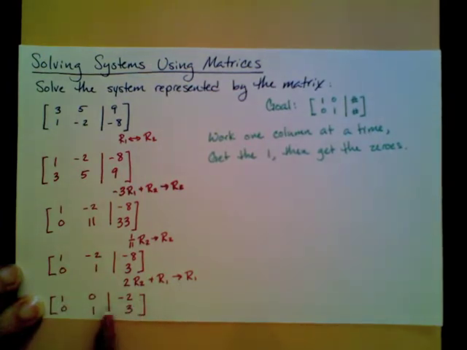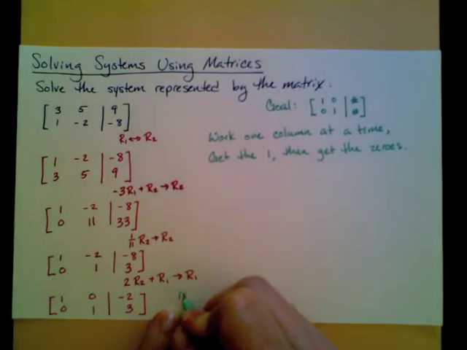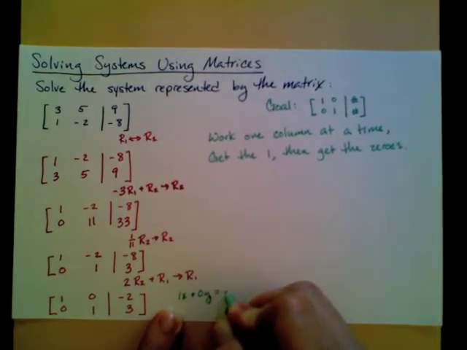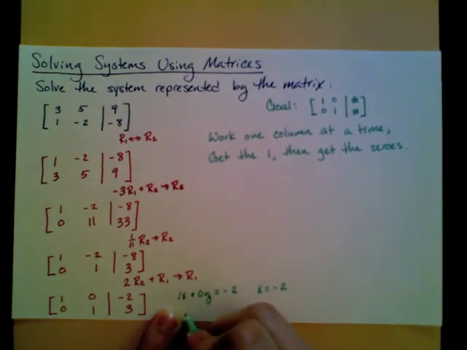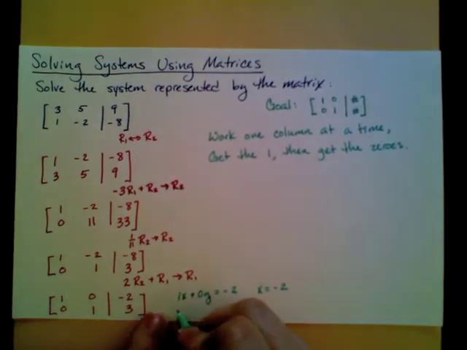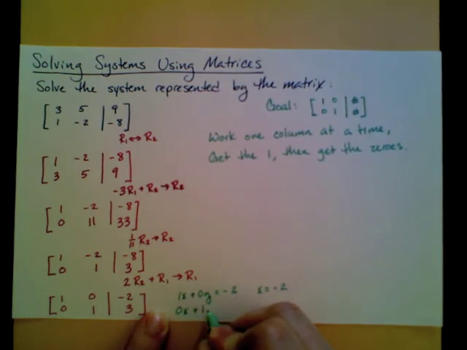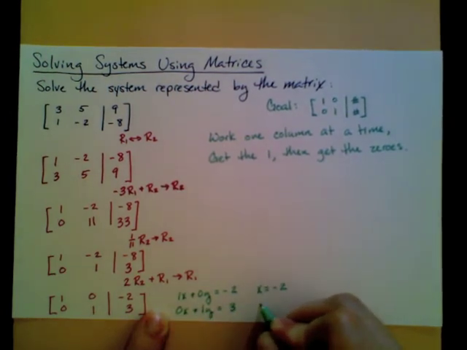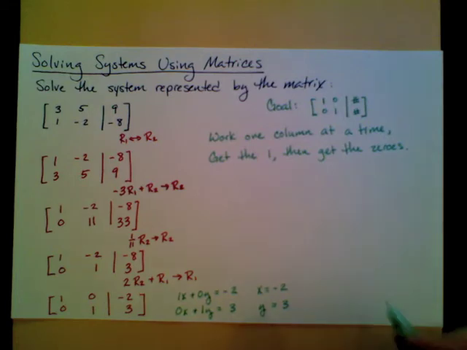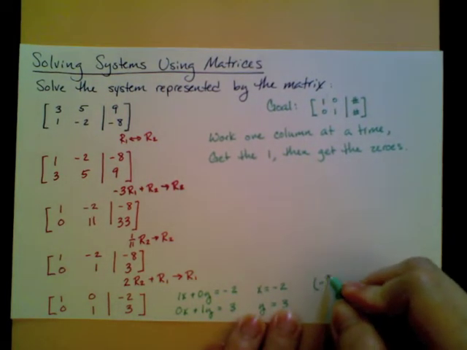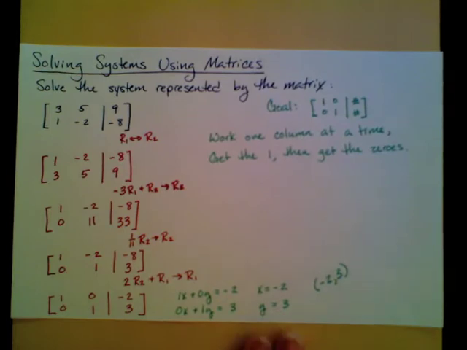Now I need to be able to interpret this. Remember that this represents the equation 1x plus 0y equals negative 2. So that tells me x is equal to negative 2. And this row represents the equation 0x plus 1y is equal to 3. So y is equal to 3. We always want to express our solutions to a system of equations as a point. So this is the point, negative 2, 3.